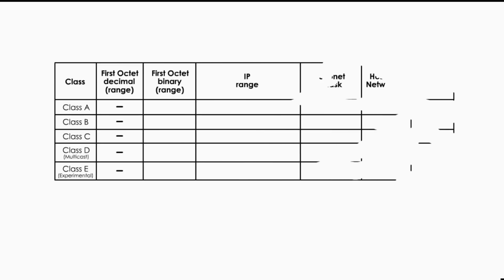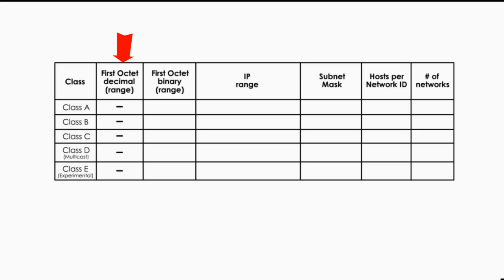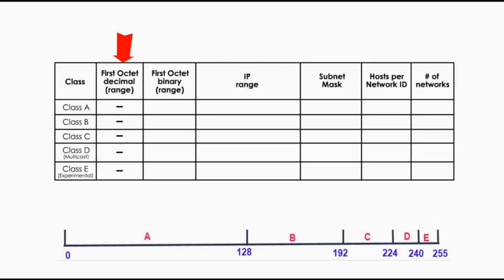Now let's start with the first octet range. Basically, we get these 5 classes by dividing the first octet from 0 to 255 into 5 groups, just like dividing a number line from 0 to 255 into 5 different segments. Keep this number line in mind as we talk about the 5 classes. Class A starts with 0, the first number, and Class E ends with 255, the last number. 0 and 255 are the 2 magic numbers.